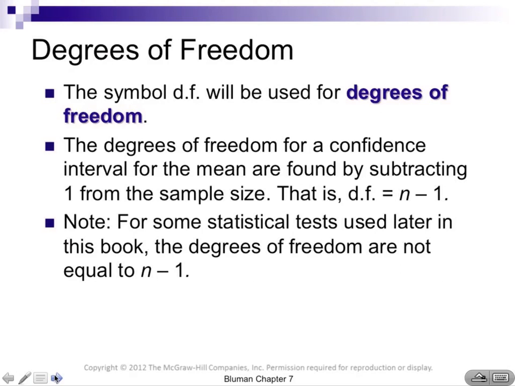So let's go on. DF is used for degrees of freedom. And this is the formula that you'll need, and it's really nice. It's not bad. Isn't that difficult? Oops, I marked it out. DF is equal to n minus 1.